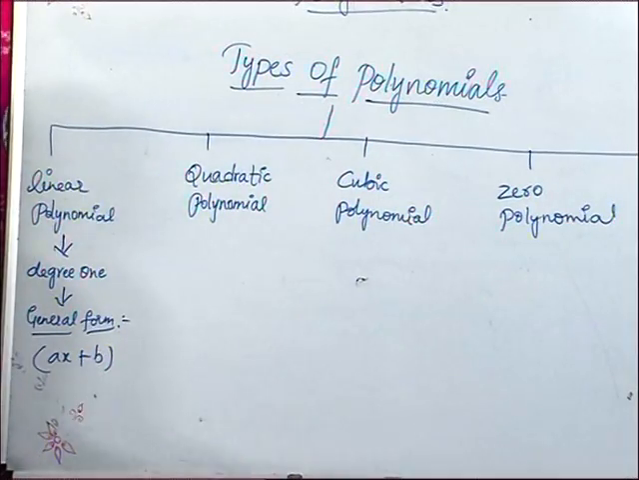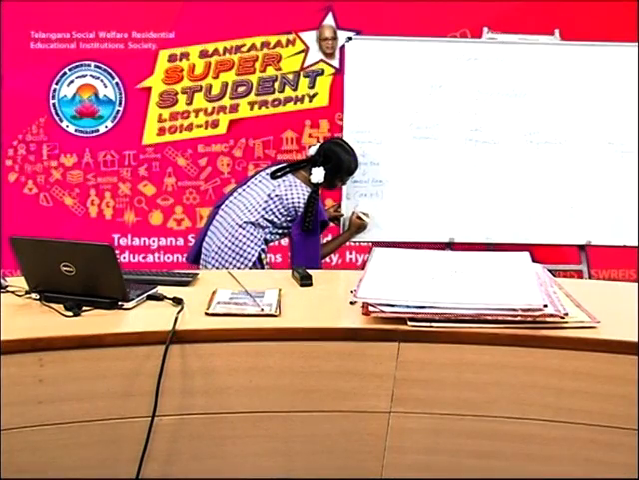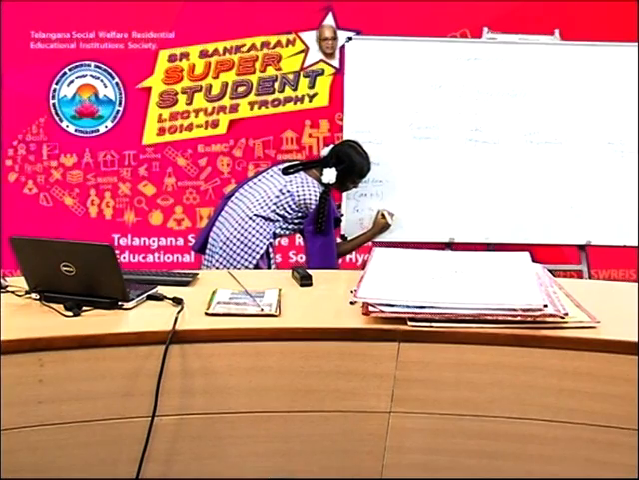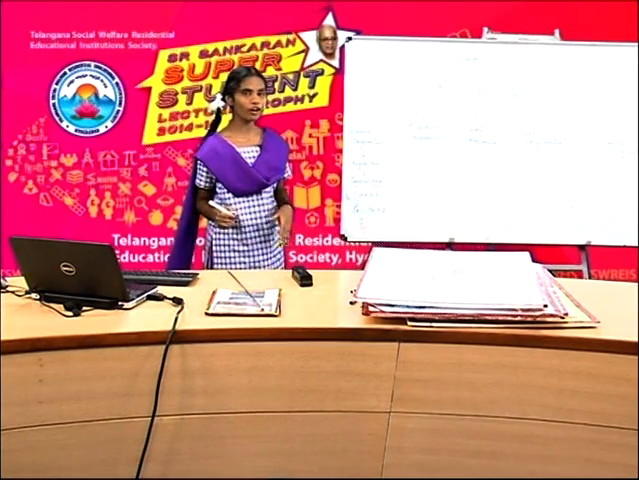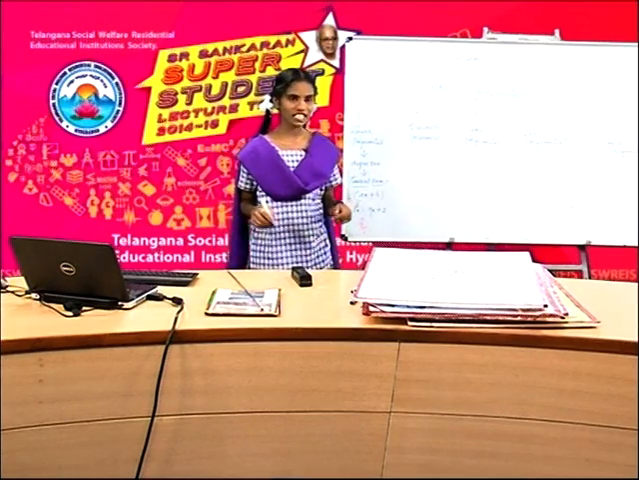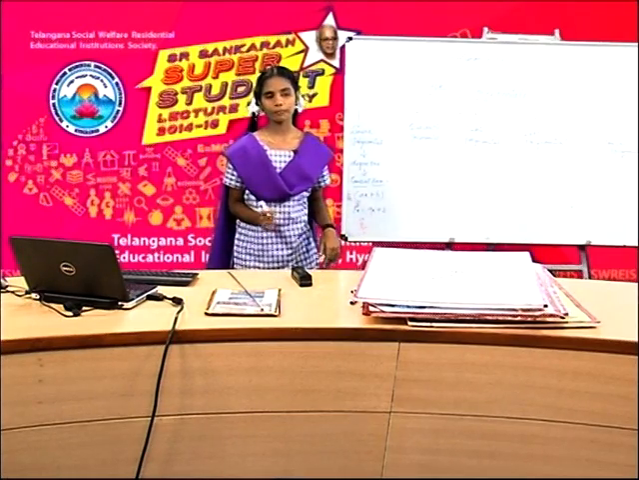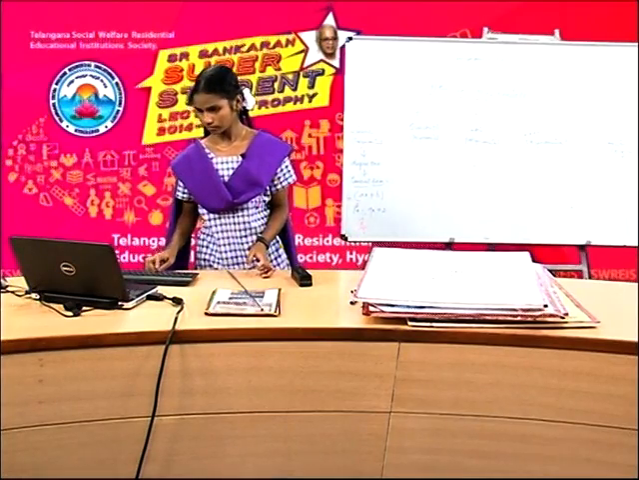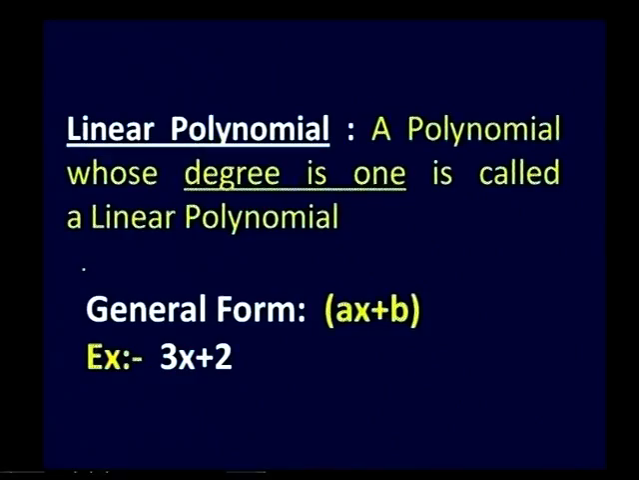Friends, for example of a linear polynomial, 7x plus 2 is a linear polynomial, and now we are going to see this linear polynomial in this PowerPoint presentation. Here it is a linear polynomial. A polynomial whose degree is 1 is called a linear polynomial. The general form of a linear polynomial is ax plus b. For example, here 3x plus 2 is an example of a linear polynomial.